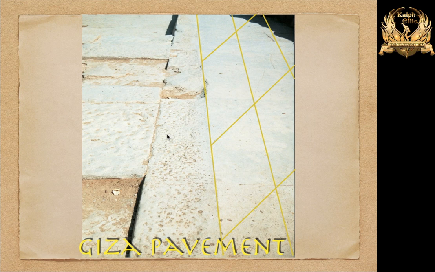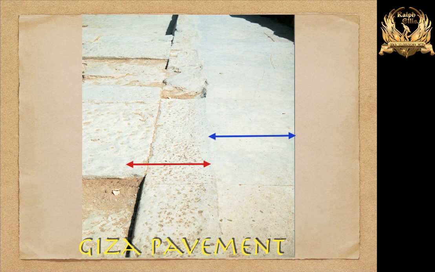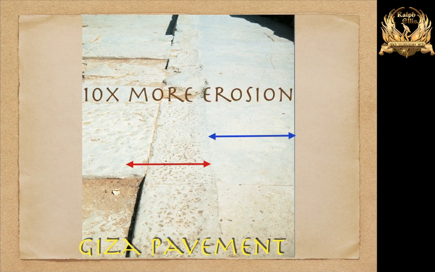But then someone came along about 1,000 years ago during the Muslim era, and they stole all of the casing blocks. And now the paving stone can be eroding on both sides, both on this newly exposed side and this always exposed side. And the interesting thing is that there is this large differential, and there is at least 10 times more erosion on the left side than on the right side, which was protected.